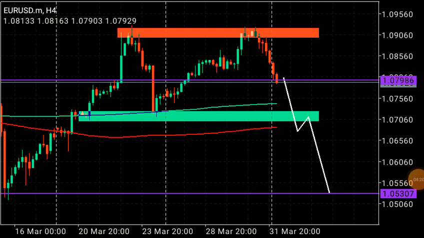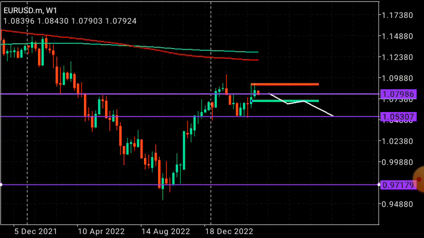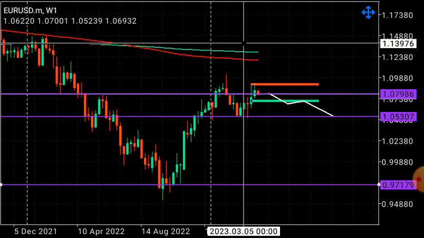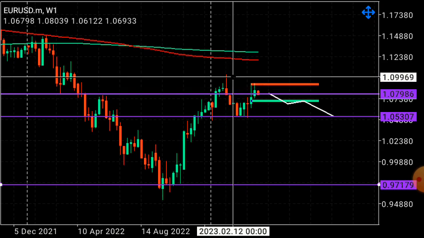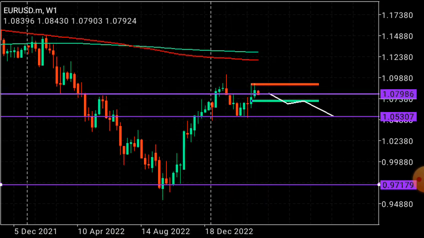Taking a look at the EURUSD on the 4-hour time frame, let me quickly jump to the weekly and see what is happening. Okay, on the weekly we see that the moving average is above price, so price is anticipated to go down. This week's candlestick is bearish, so hopefully that will last longer.